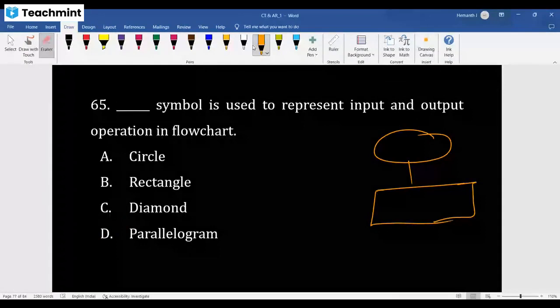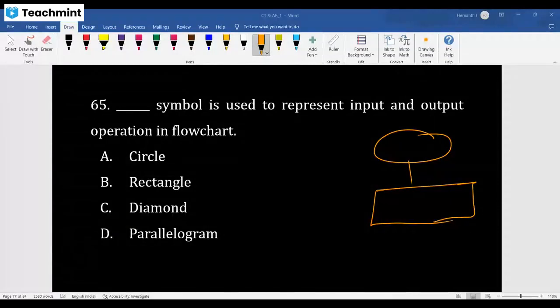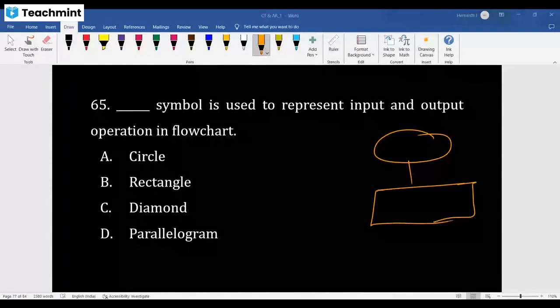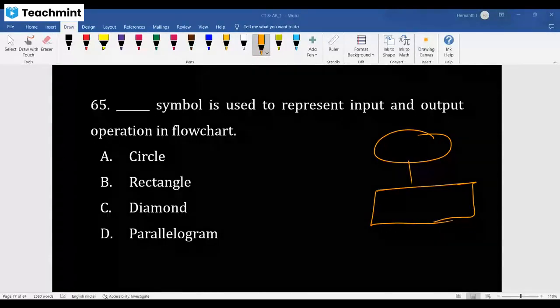To my knowledge, it's parallelogram only. Still, some people are saying rectangle. Is it so? Parallelogram for input output in flowchart, right? Rectangle? No, we are writing rectangle for better. I think parallelogram is correct. For sure, parallelogram. I'll check once for input output in flowchart.